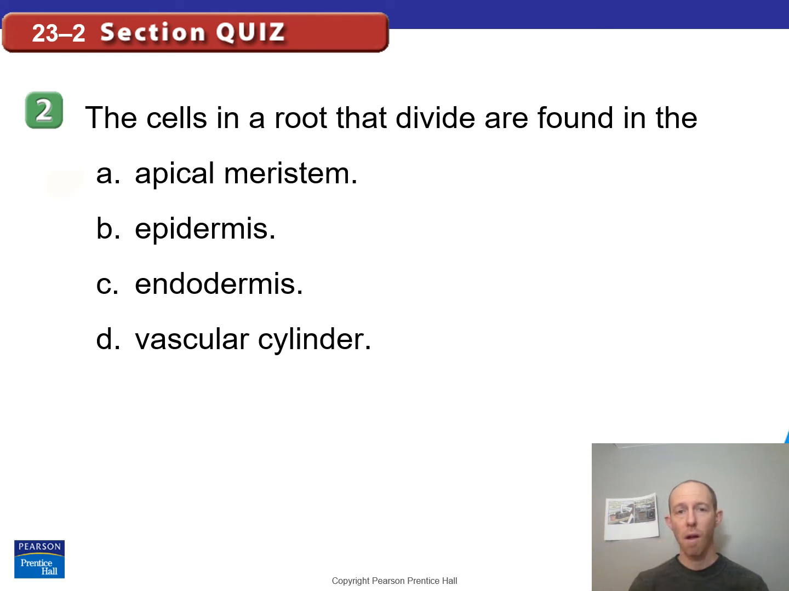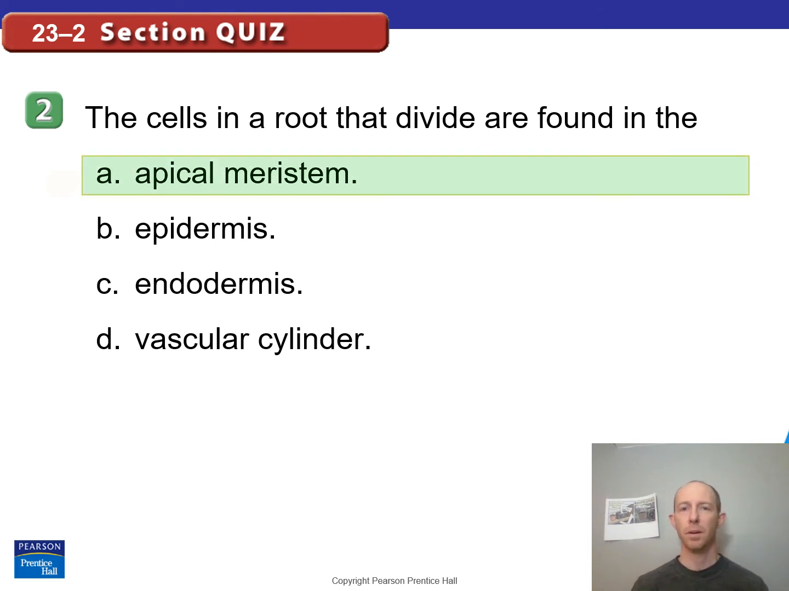That's right. I heard it in the back there. Next time, raise your hand. Apical meristem, tissue of growth. So proud of you.